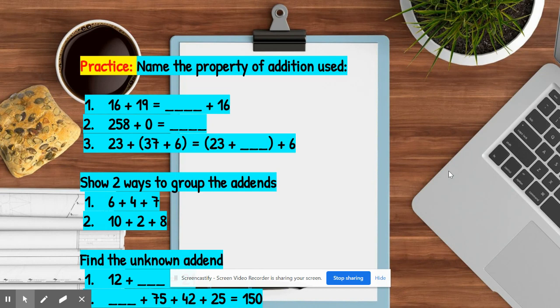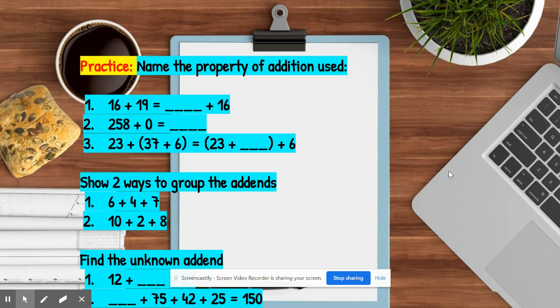Number two, Allie, what's missing? 258. And what's the property? Identity property of addition. Identity property of addition. And then number 3, Rory, what's missing? 37, and what's the property? The associative. Beautiful. How did you do on those 3?